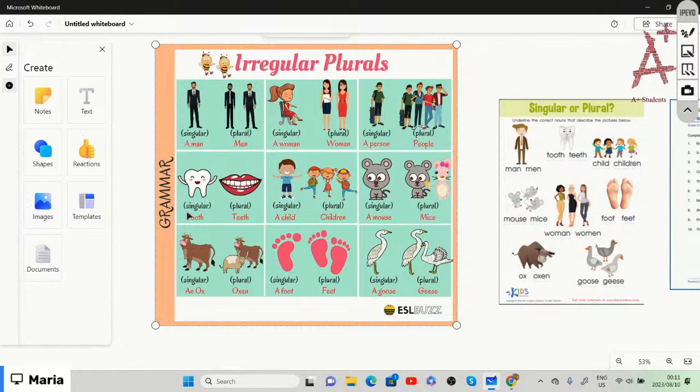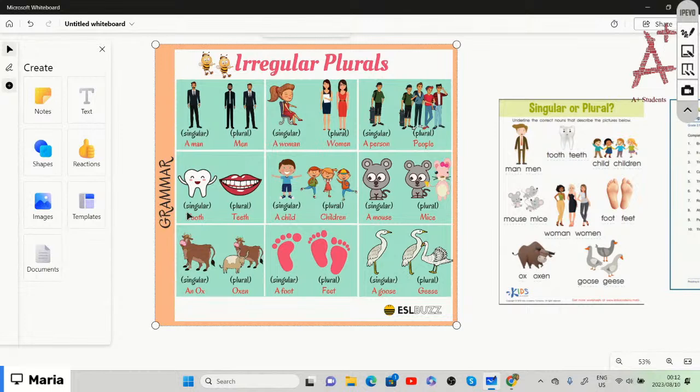Singular is one child. But if we are talking about more than one child, then we say children. So one child, but more than one children. Then we have one mouse, that's eating the cheese. But now, if we are referring to more than one mouse, then we say mice.